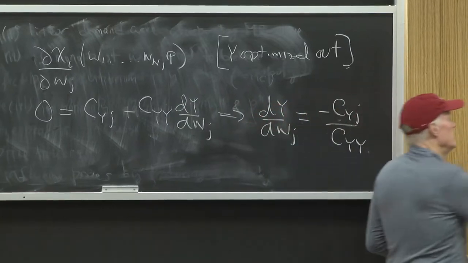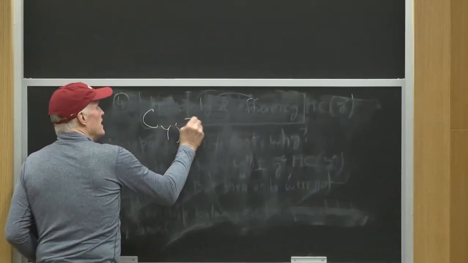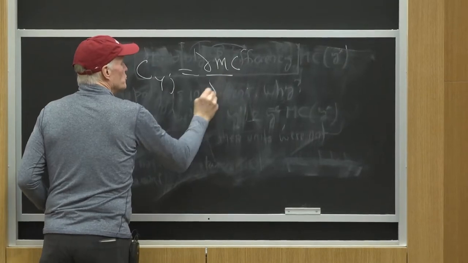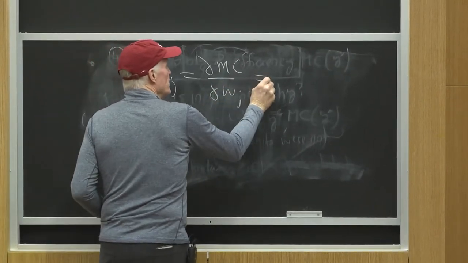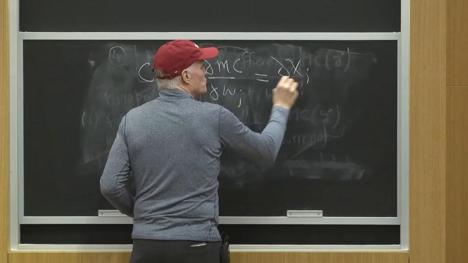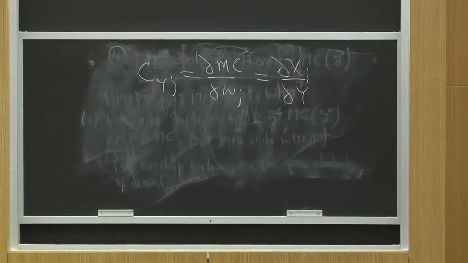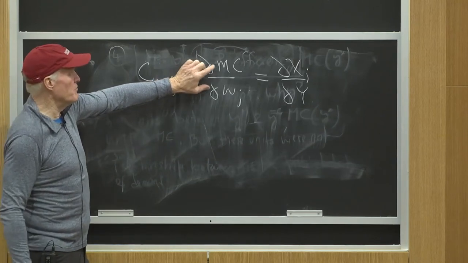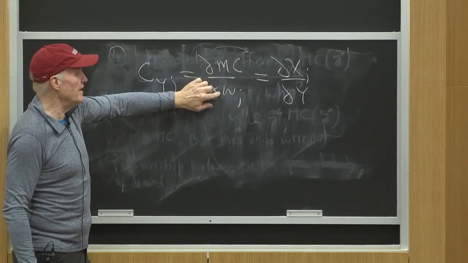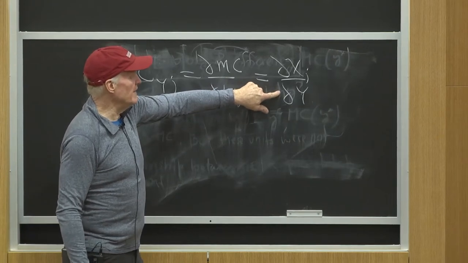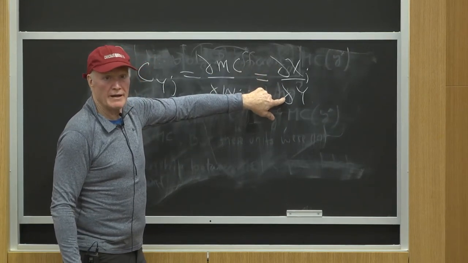Right. So cyj equals partial marginal cost, partial wj, but it's also equal to partial xj, partial y, right? Because those are just the two ways of looking at the second derivative of the cost function, right? Take the derivative in the sort of y first and then wj. Then you're thinking about it as the derivative of marginal cost with respect to the price of j. And otherwise, you're looking at it as the derivative of xj with respect to y.